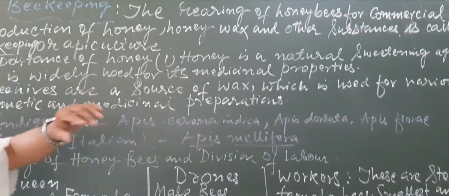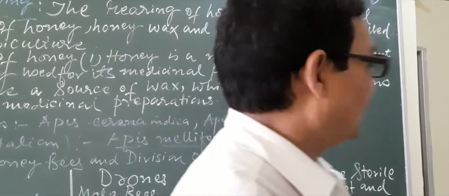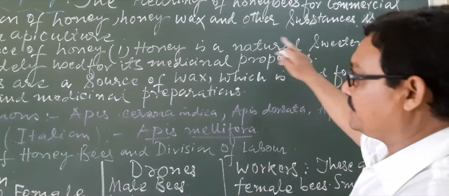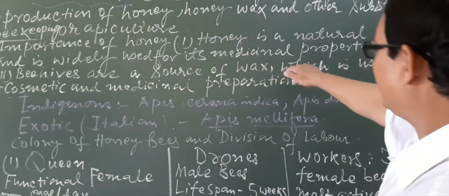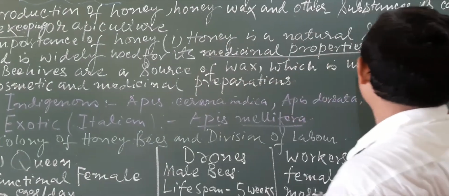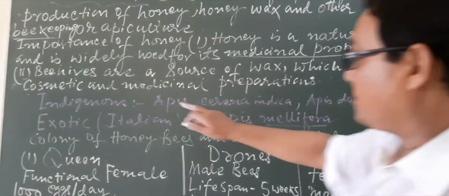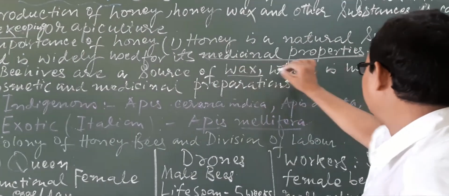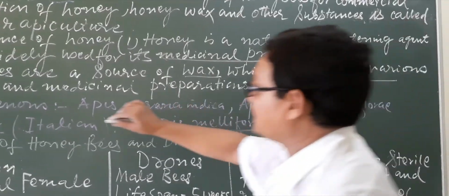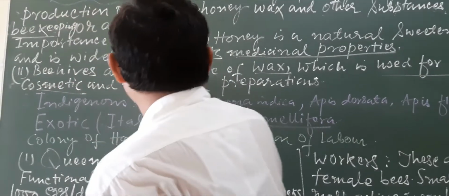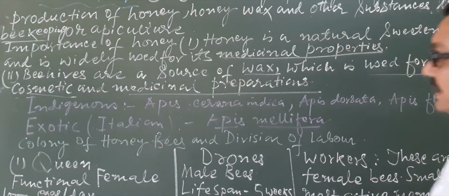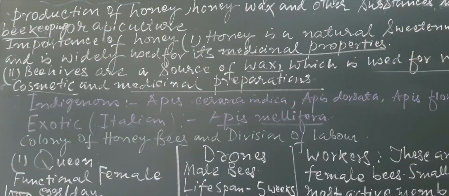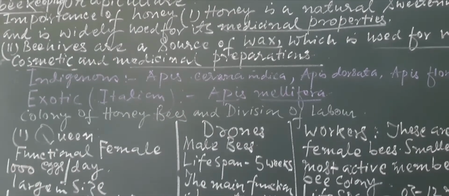Importance of honey. Honey is a natural sweetening agent and is widely used for its medicinal properties. Beehives are a source of wax which is used for various cosmetics and medicinal purposes. So these are some economic aspects and the importance.